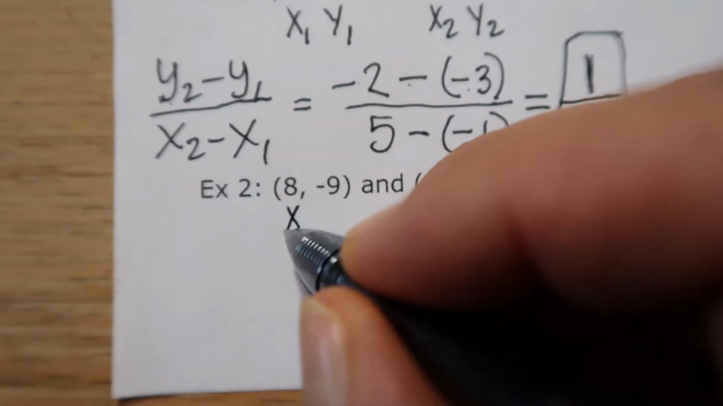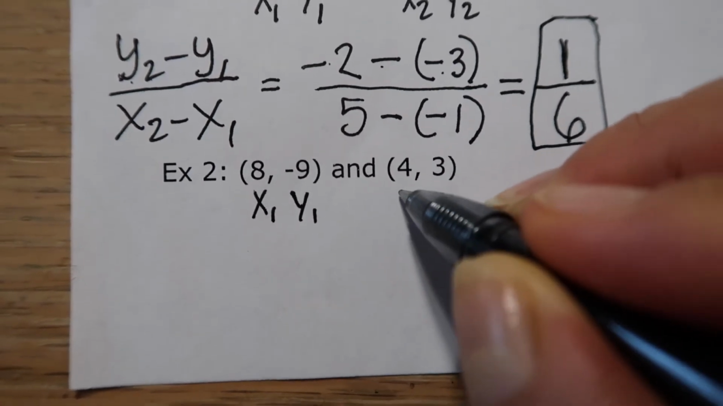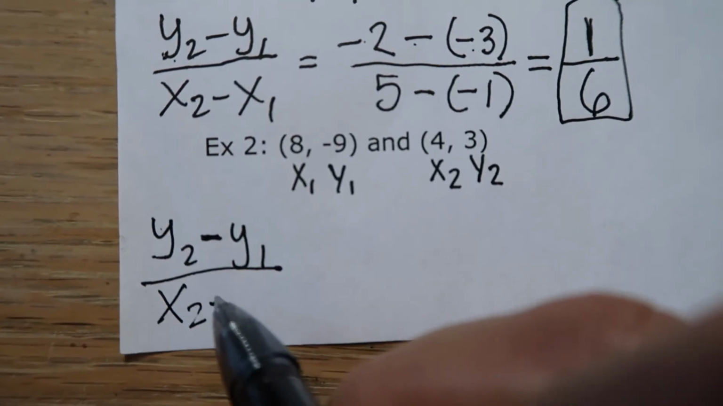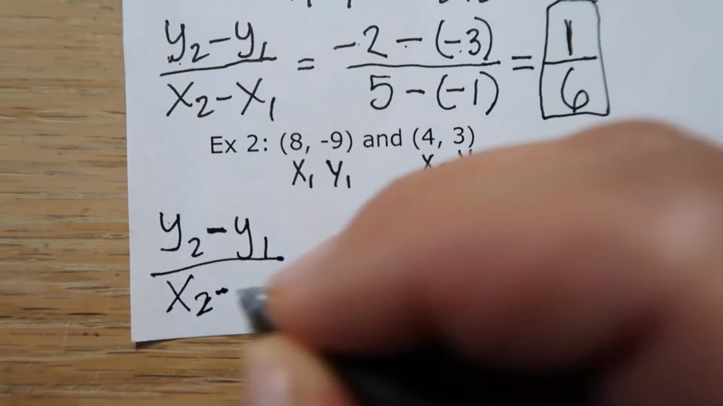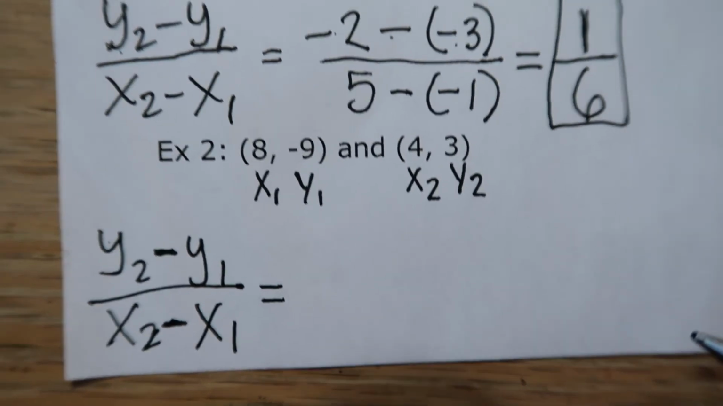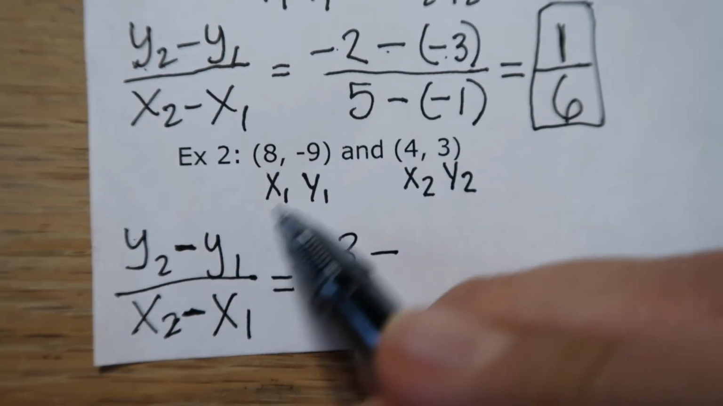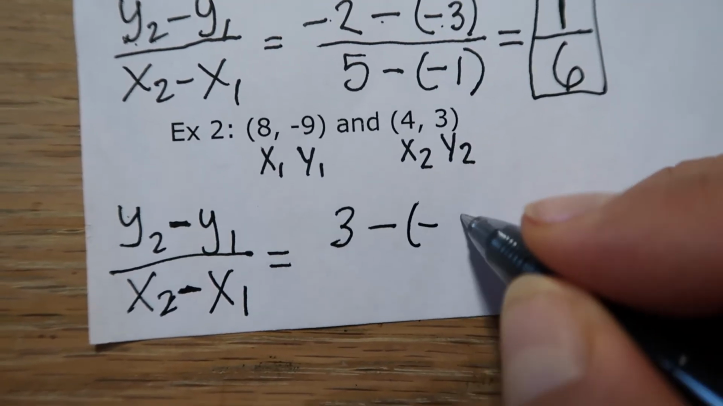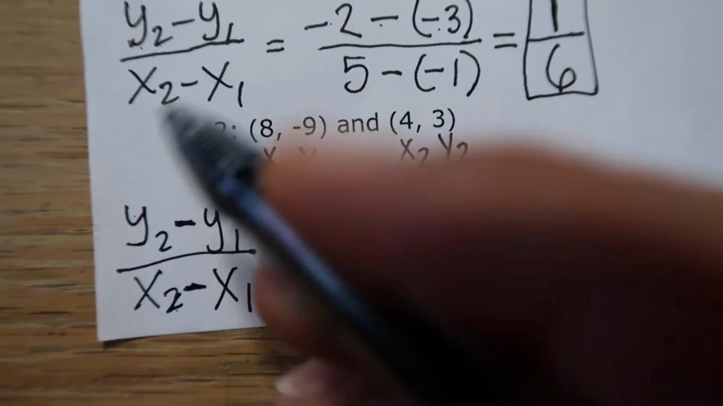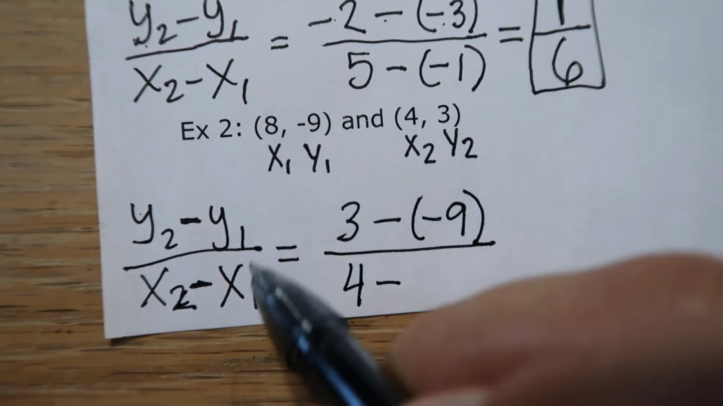I'm going to label x1, y1. If you don't label, you're going to make a mistake. x2, y2. y2 minus y1 over x2 minus x1. Well, y2 is 3 minus y1 is negative 9. I'm just substituting. You have to slow down here so that you don't make mistakes. So x2 is 4 minus x1 is 8.